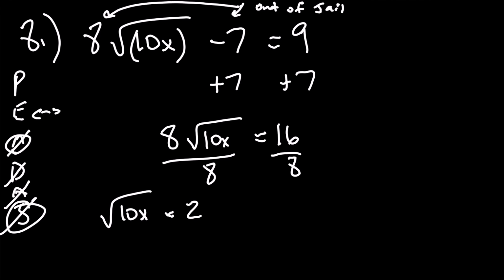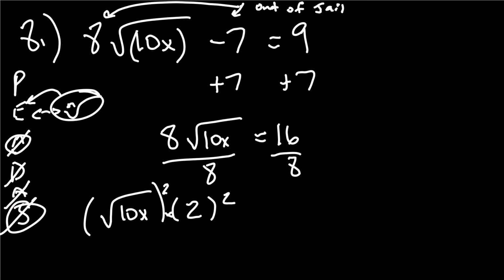Now, I have to get rid of the radical. How do I get rid of the radical? I use an exponent. So the first thing I have to do is square both sides, because it's a square root. I get 10x is equal to 4. Now I divide by 10. Divide by 10. I get x is equal to 2/5.